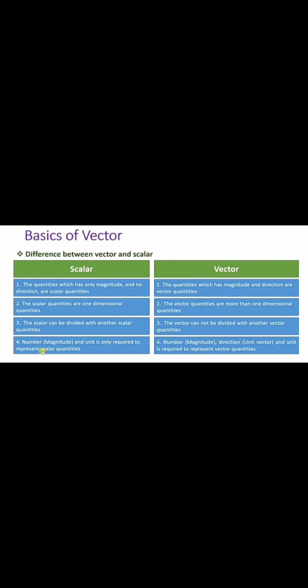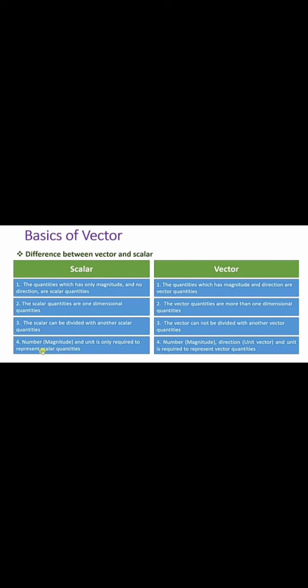When we talk about time, 2:30 p.m., 10 o'clock, 10 a.m., likewise all these quantities are related to scalar quantities.